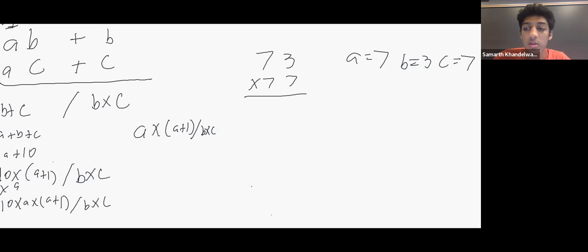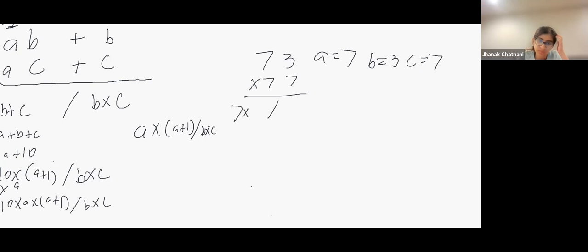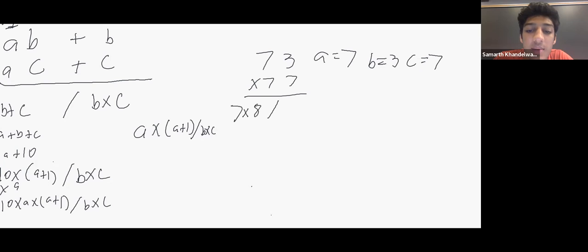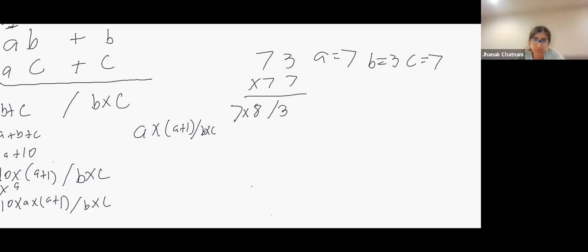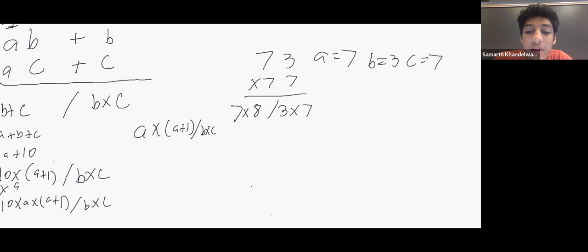So now, I'm going to have somebody use this formula to solve this problem, right? The left-hand side is going to be a times a plus 1. What is a times a plus 1 going to be? 7 times 8. And the right-hand side is going to be b times c. What is b times c? It's equal to 3 times 7. And what is 7 times 8? That's 56. And 3 times 7 is 21. So this is our final answer.